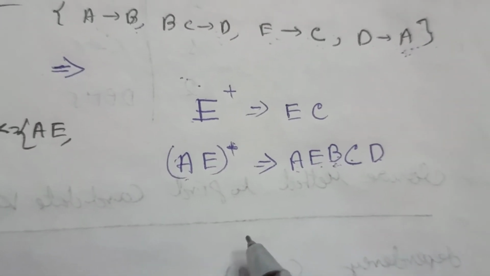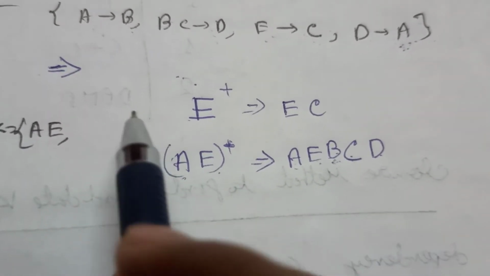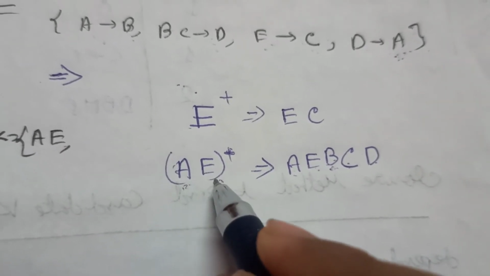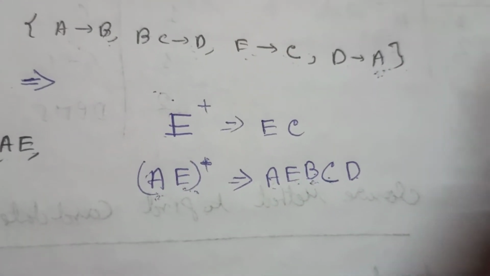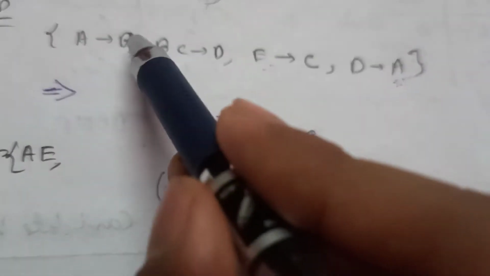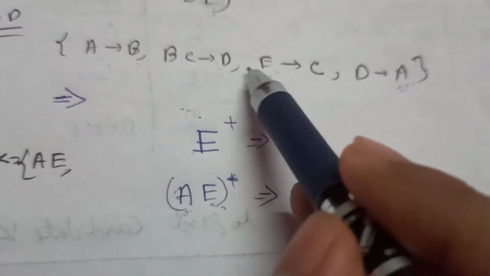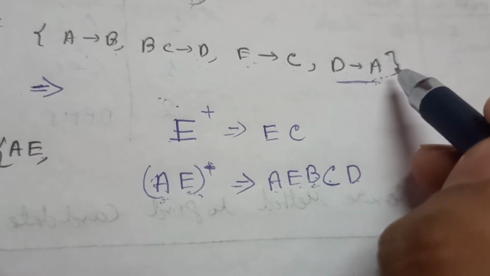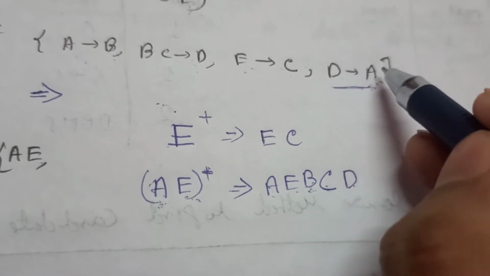So see, what is the trick? Now let's check: if A or E, there are 2 parts of our candidate key, A and E. So if A and E are part of the right hand side of any functional dependency. So let's see, is A or E part of any functional dependency's right hand side? E is not there, but see here, this functional dependency has A on the right side. That means D can determine A.